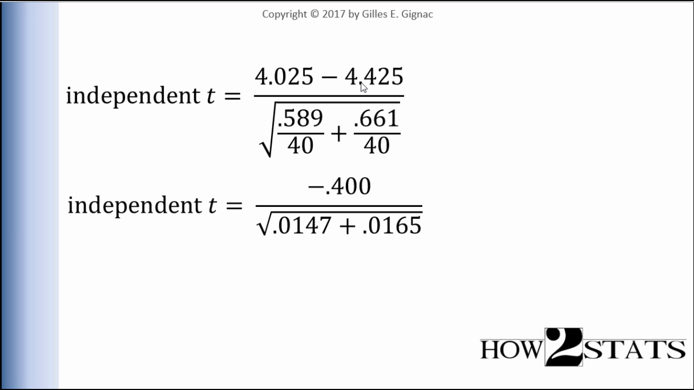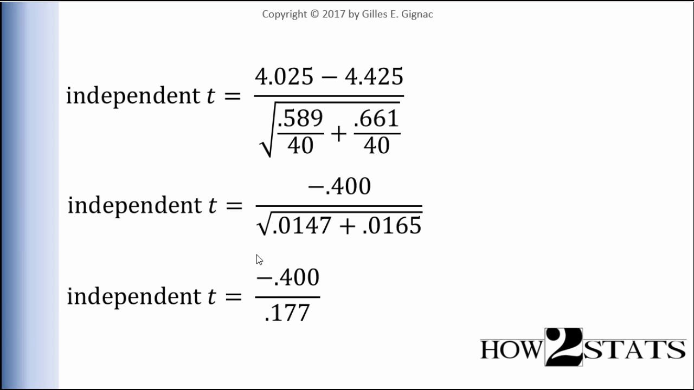So then I worked out the numerator difference, which amounted to negative 0.400, and then I divided by the square root of, I'm working out this portion now, 0.589 divided by 40 equals 0.0147, and 0.661 divided by 40 equals 0.0165. I still have the square root there, haven't done that yet. And then when I square rooted the sum of these two values, I got the standard error of the difference between two means, which is equal to 0.177.